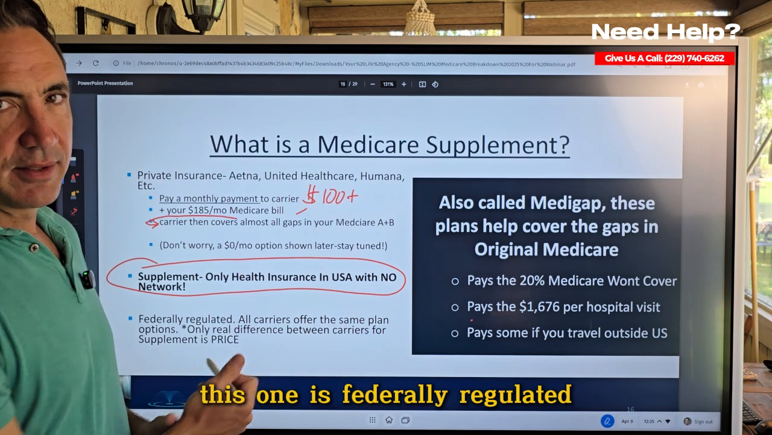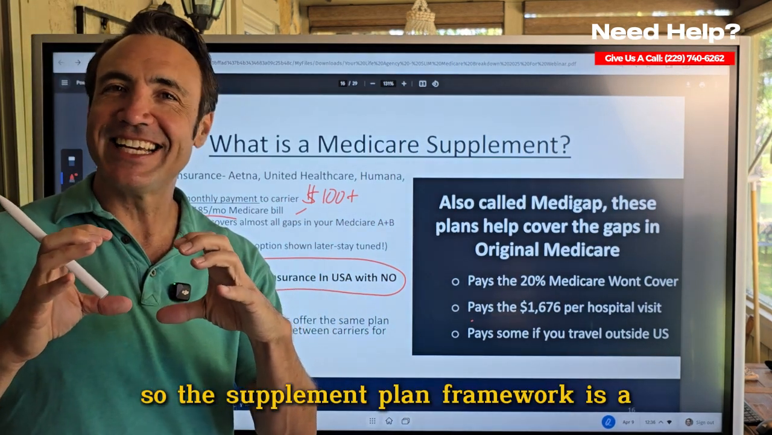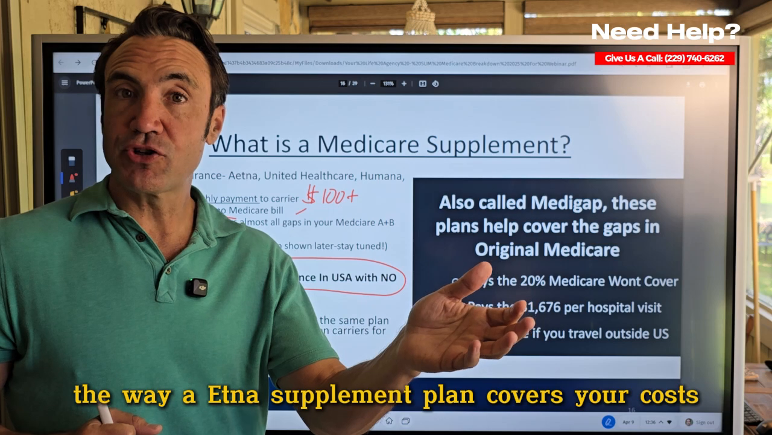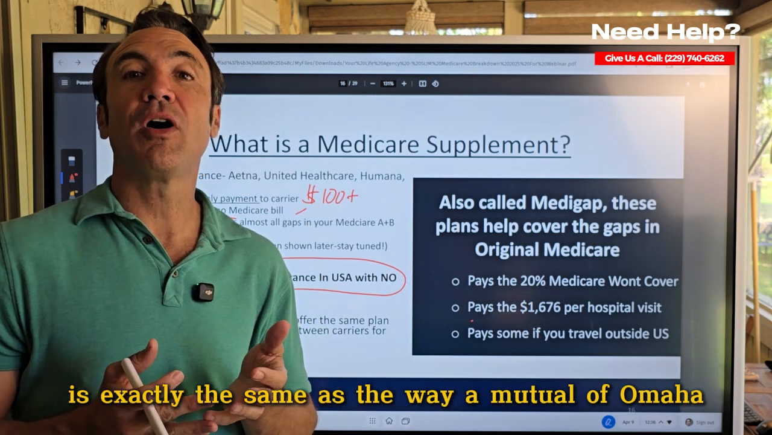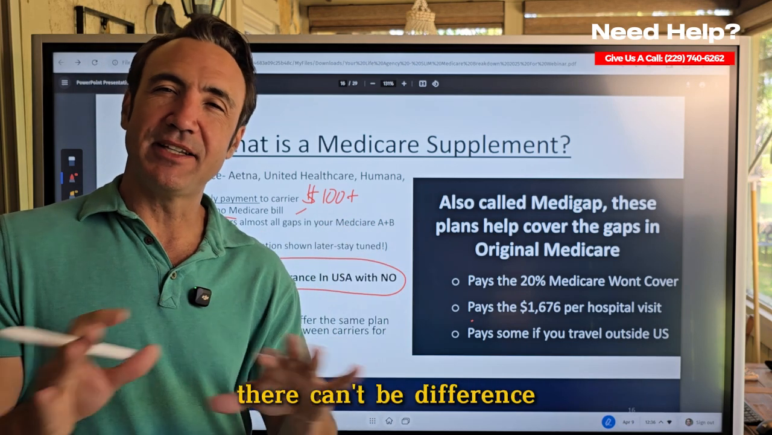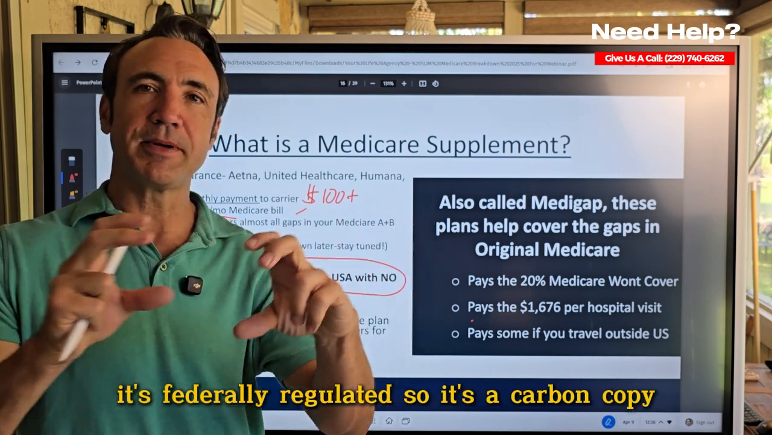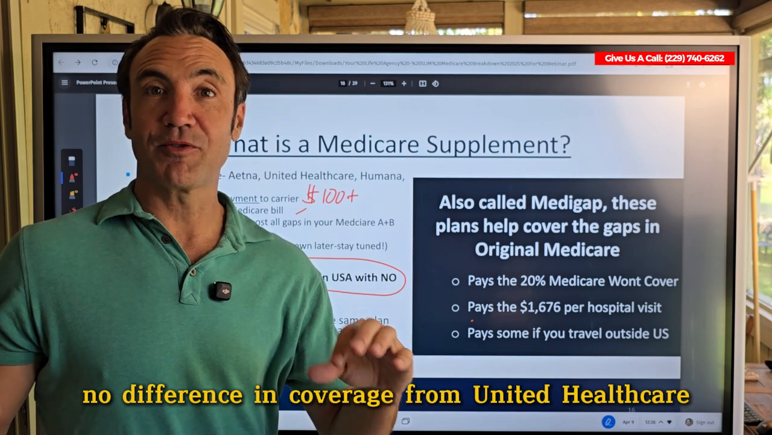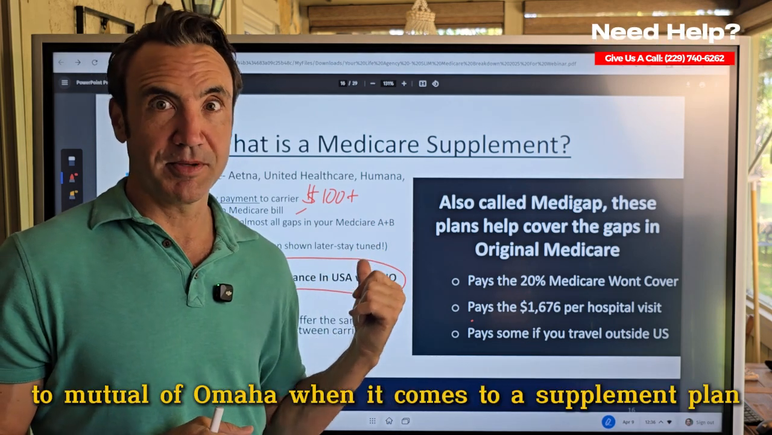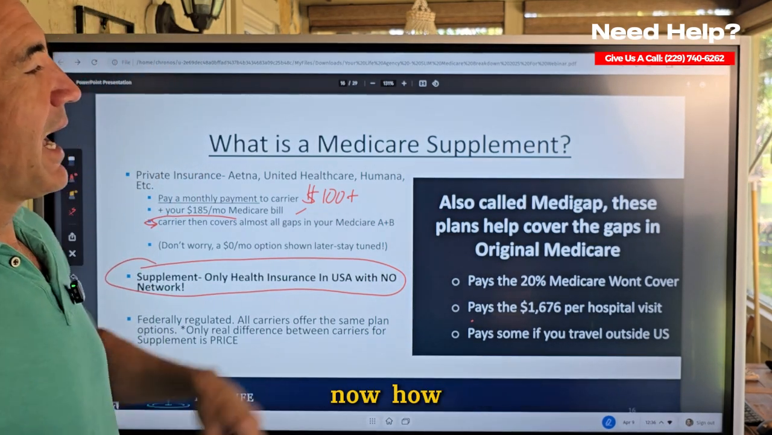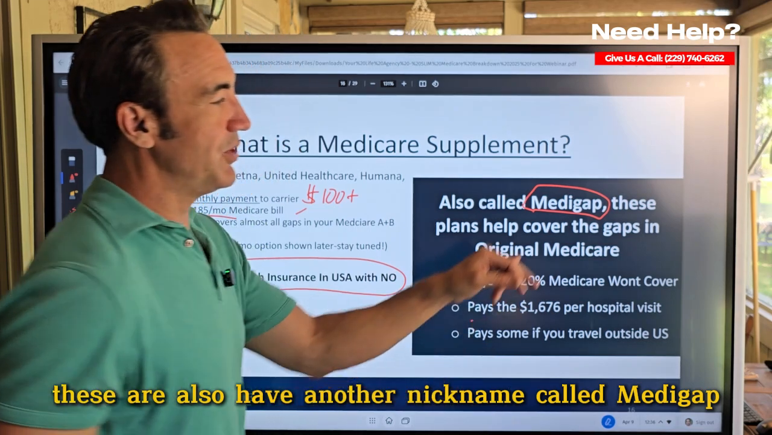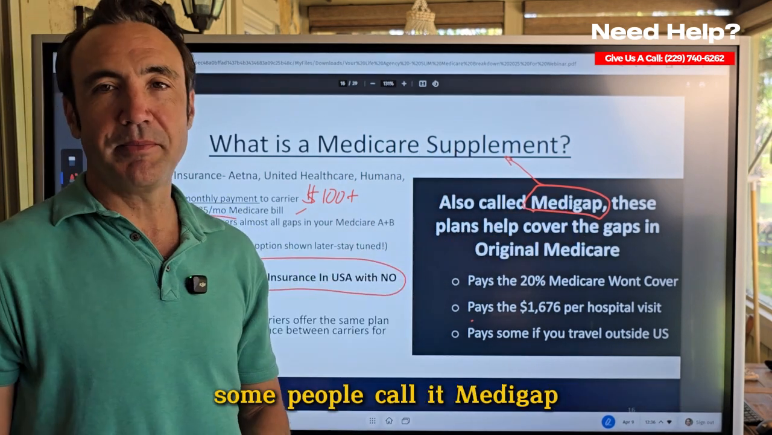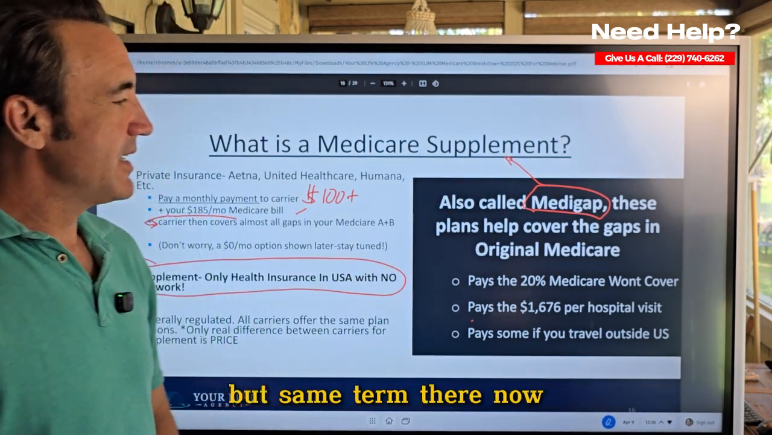This one is federally regulated. So, the supplement plan framework is exactly the same carrier to carrier. The way an Aetna supplement plan covers your costs is exactly the same as the way a Mutual of Omaha or a Blue Cross does. There can't be a difference. It's federally regulated, so it's a carbon copy. The only difference is the monthly payment, okay? No difference in coverage from United Healthcare to Aetna to Mutual of Omaha when it comes to a supplement plan, all right? Only the payment. Now, by the way, one note, these also have another nickname called Medigap. Medigap and supplement are the same thing, just two different terms. Some people call it supplement, some people call it Medigap. I'll refer to it as supplement, but same term there.